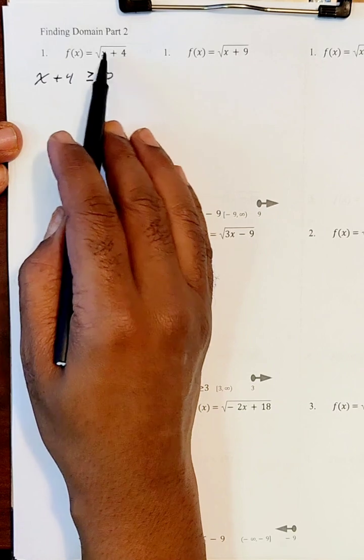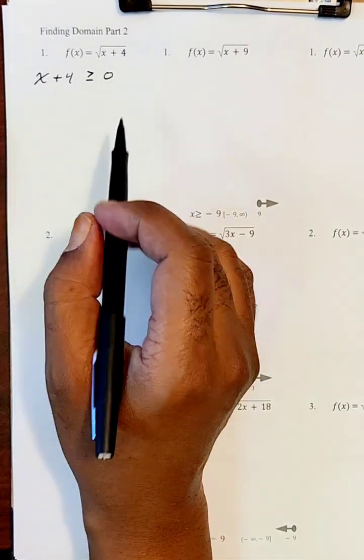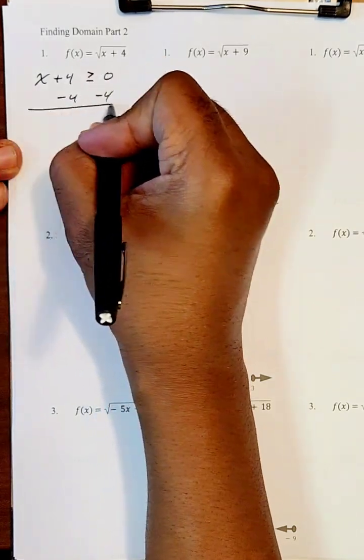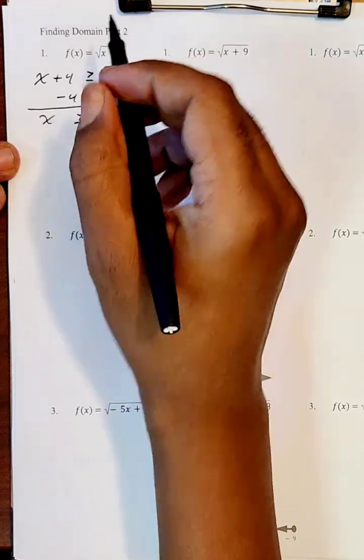So we set all of this to be either greater than 0 or equal to 0, and then we solve for x. So minus 4, and I get x is greater than or equal to negative 4.